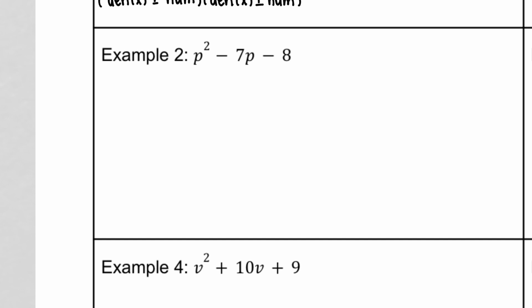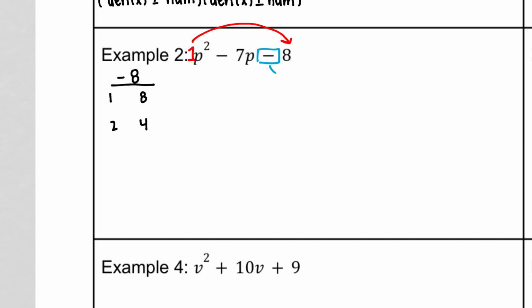I need to know my a and my c value. There is not an a value in front of the squared, but I know if there's not, it's a 1. I'm now going to take that 1 and multiply it by my c value at negative 8. So that tells me it is negative 8 here. And I'm going to list out the factors of first just 8. So I have 1 and 8, and then I have 2 and 4, and it repeats at 4, so I'm done.